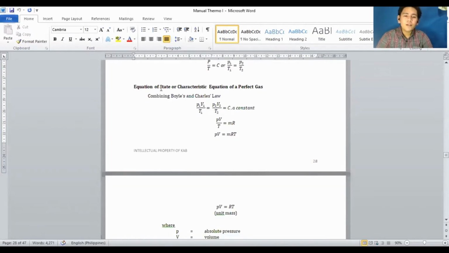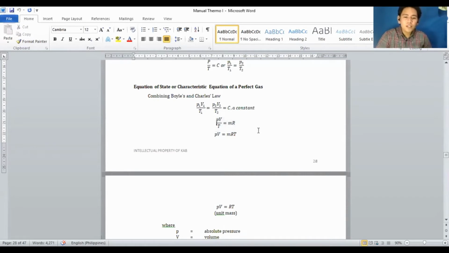Now, another thing in the perfect gas equation. Combining Boyle's law and Charles' law, we have this kind of constant. After that, we can derive the equation here: your PV over T equals MR.